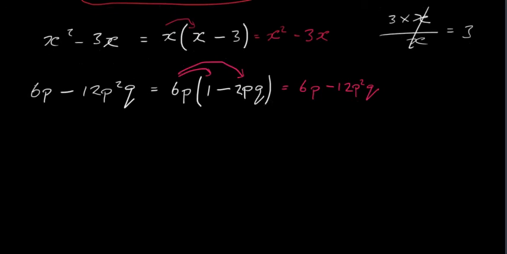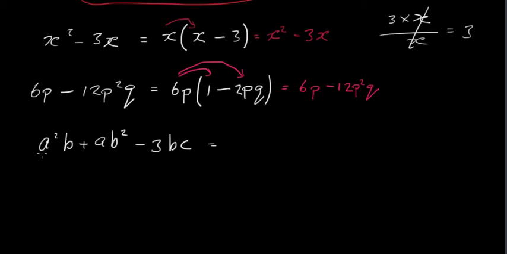Let's have a look at a squared b plus ab squared minus 3bc. This time, instead of two terms, we've got three terms in total: this term, this term, and this term. So we have to find something that's common to all three terms.